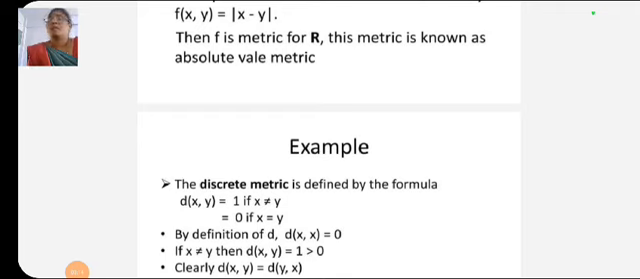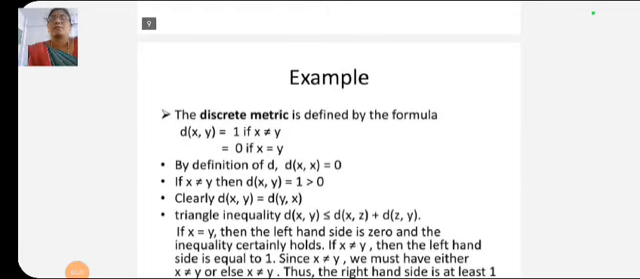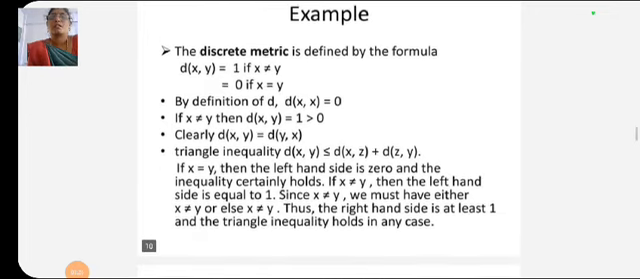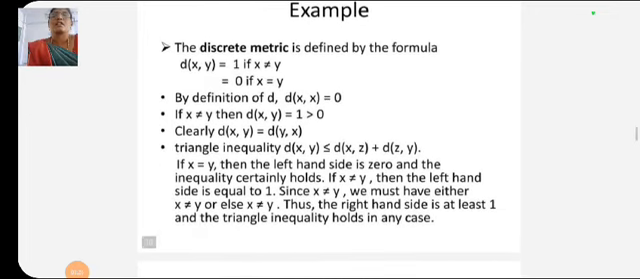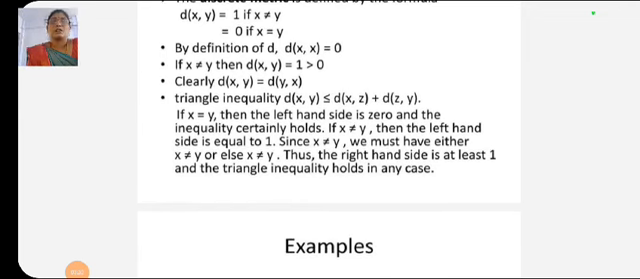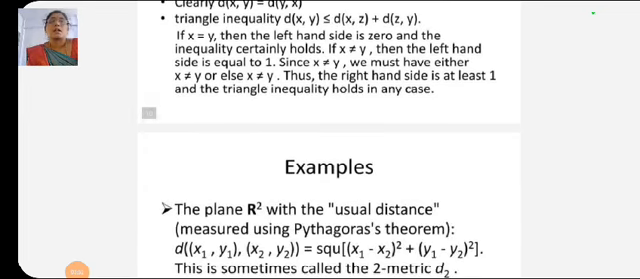By definition, d of x comma x equal to 0. If x not equal to y, then d of x comma y equal to 1, which is greater than 0. Clearly d of x comma y equal to d of y comma x. Triangle inequality: d of x comma y less than or equal to d of x comma z plus d of z comma y. If x equal to y, then the left hand side is 0 and the inequality holds. Suppose x not equal to y, then the left hand side is equal to 1. Since x not equal to y, we must have either z not equal to x or z not equal to y. Thus the right hand side is at least 1 and the triangle inequality holds in any case.